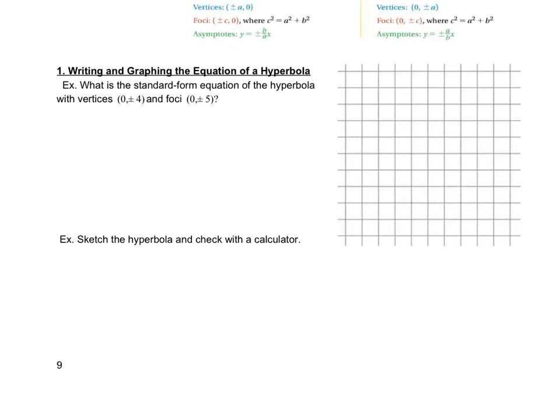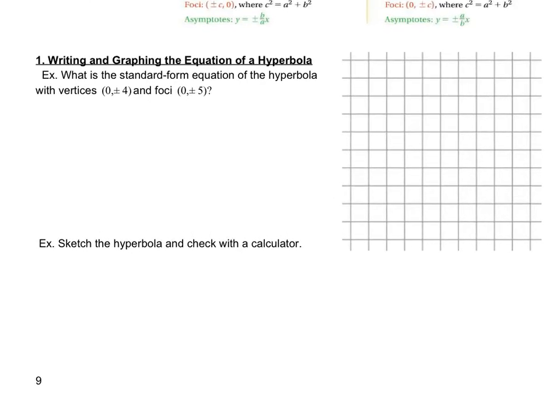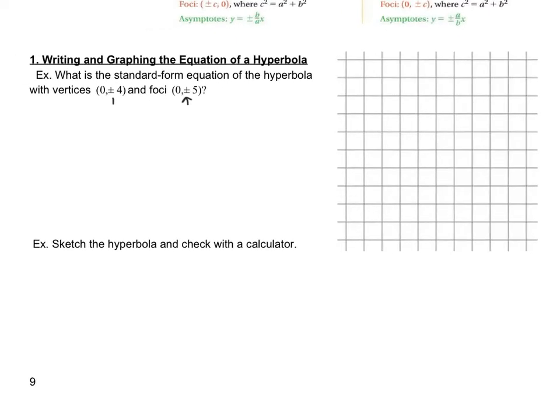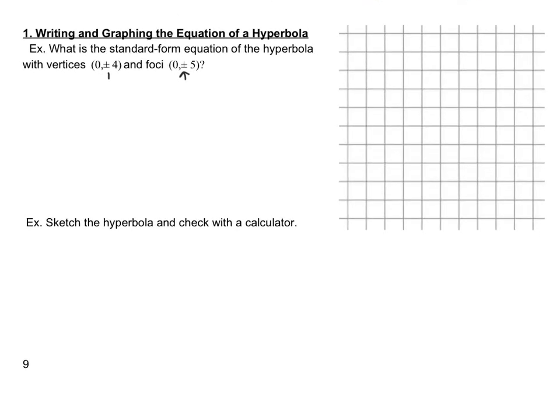So as we look, we can look at this first example, writing and graphing the equation of a hyperbola. What is the standard form of the equation of the hyperbola with vertices of (0, 4) and (0, negative 4), and foci of (0, negative 5) and (0, 5)? Let's go ahead and graph those two real quick before we make any assumptions or any comparing to the formulas.